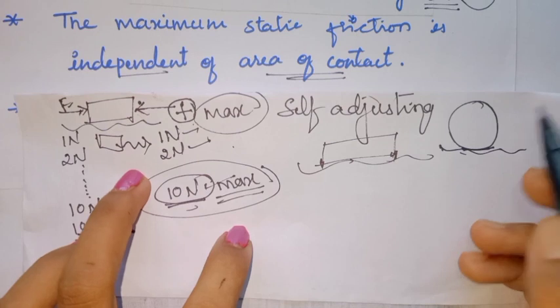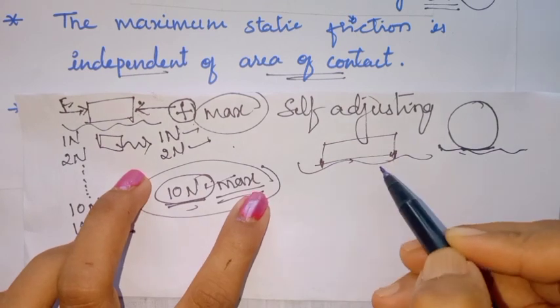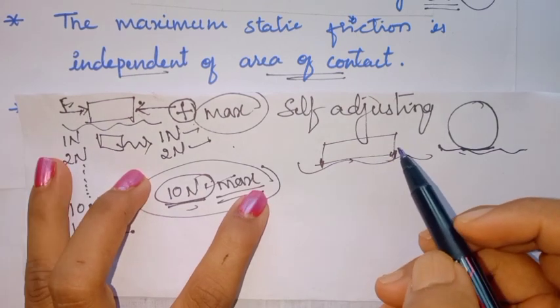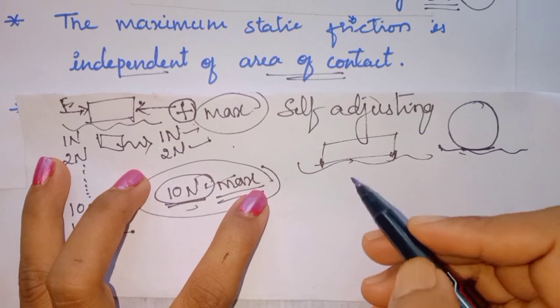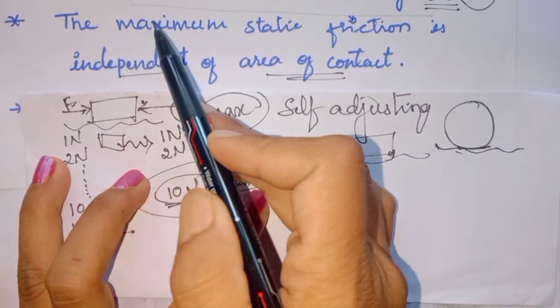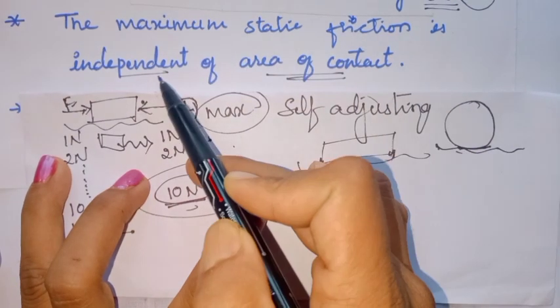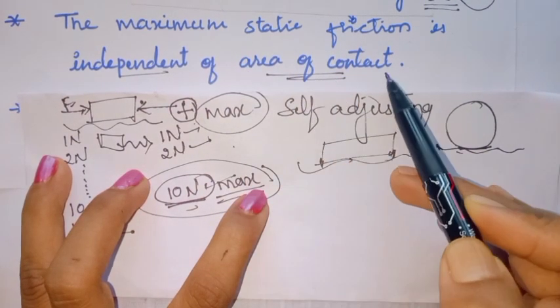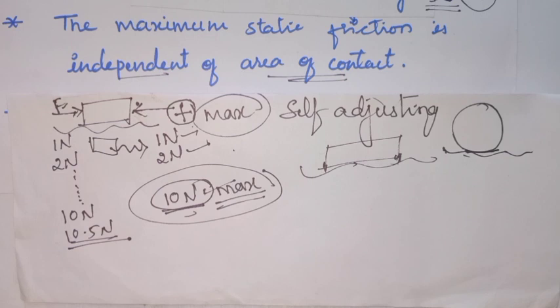Whatever the amount of area is in contact, that does not bother. I mean, which is not bothering? Maximum static friction is not bothering. To that only we say, the maximum static friction is independent of area of contact. To make you understand clearly about the maximum static friction, I will show you an animation.